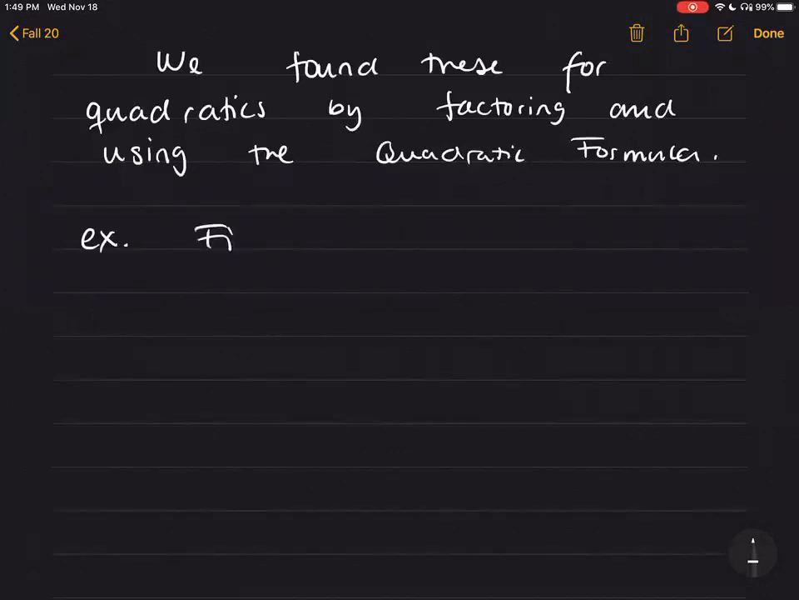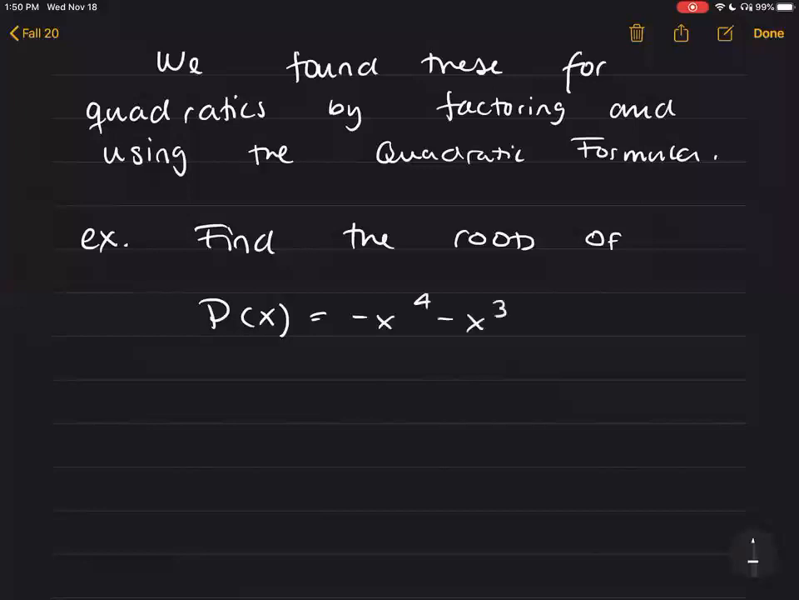So let's find the roots of, and let's do something a little different than what we've seen before, negative x to the fourth minus x cubed plus 2x squared. Now, right off the bat, you're probably looking at this, a degree 4 polynomial, and thinking, how on earth am I supposed to factor it? We didn't cover any factoring methods that dealt with it. But let's take a step back and see what we can do.